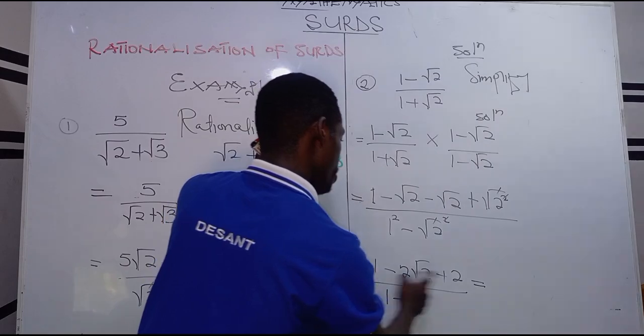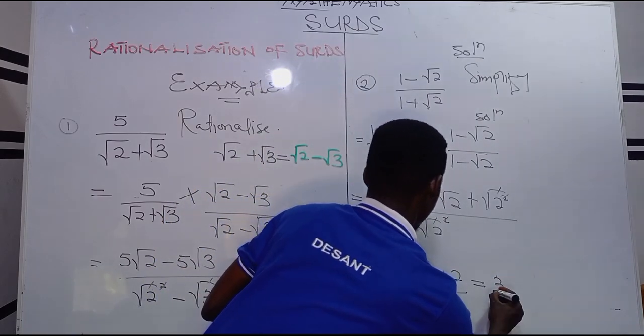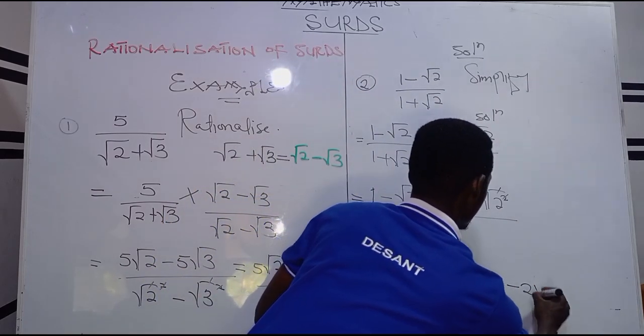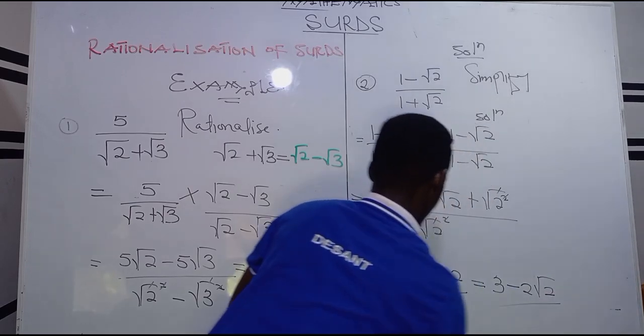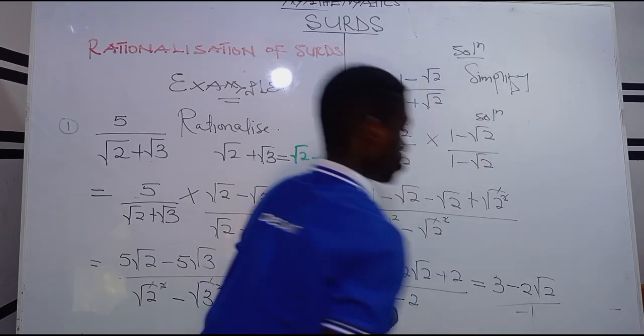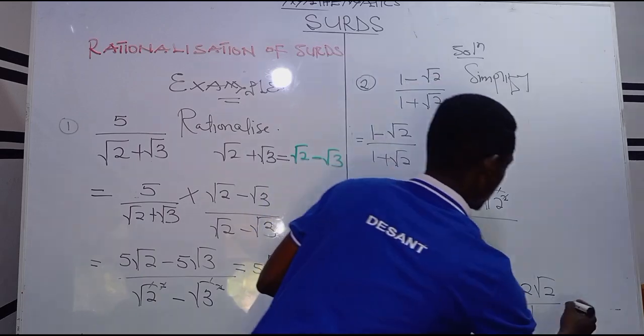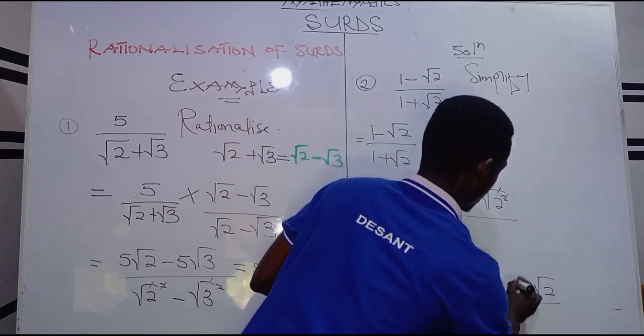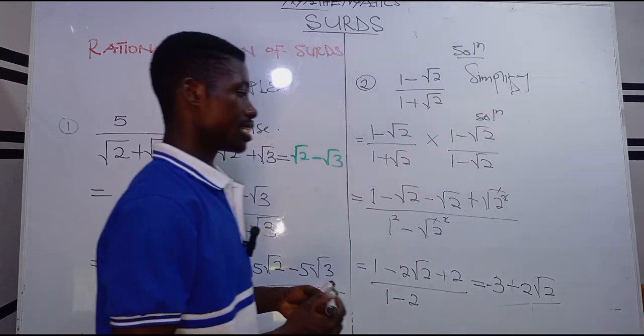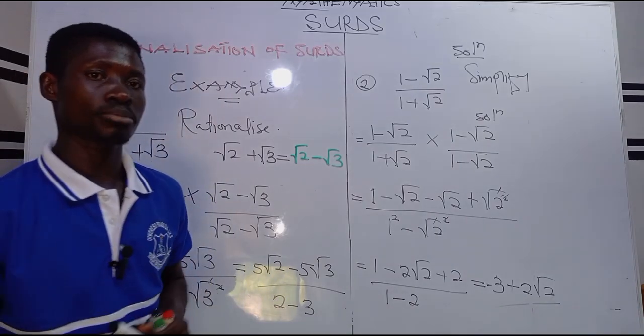So we are going to get 1 plus 2 give us 3 minus 2 root 2 all over minus 1. So you can rewrite it as minus and then plus. Very, very easy and then simple.